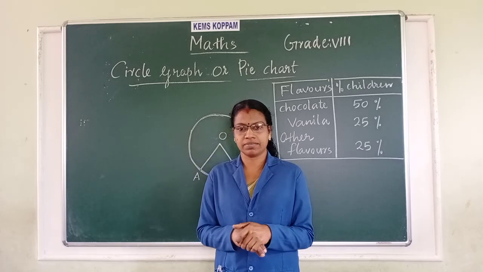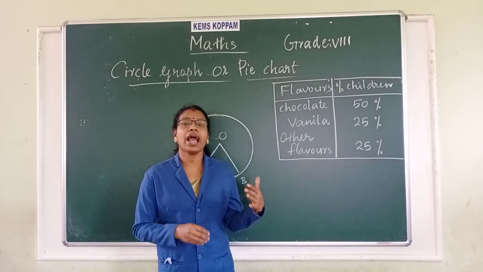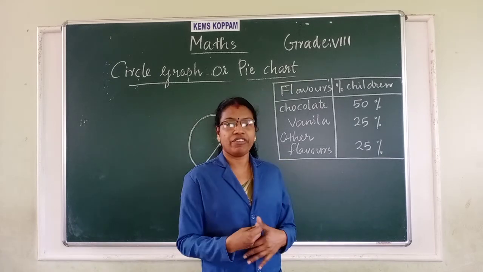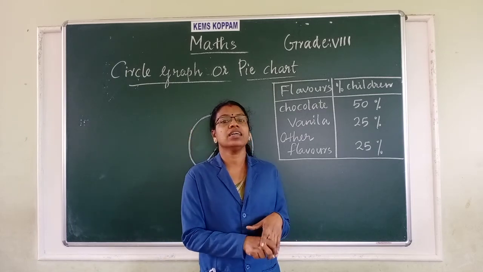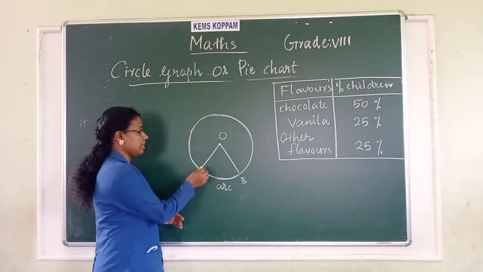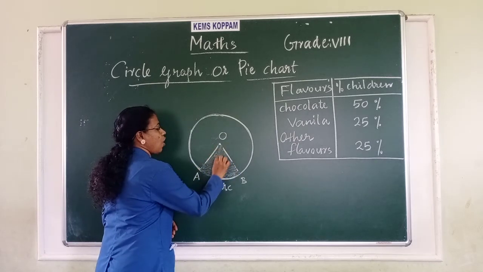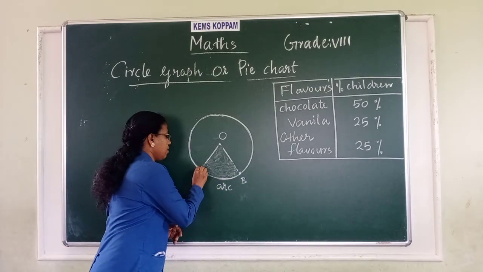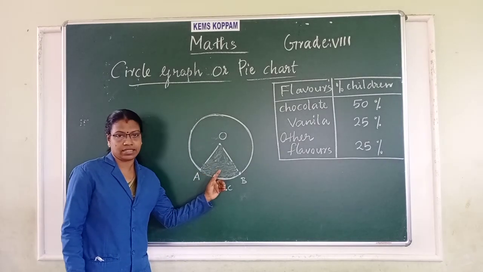What are sectors? A sector is the region between an arc and the two radii joining the center to the endpoints of the arc. So this is a sector. This region is called a sector.